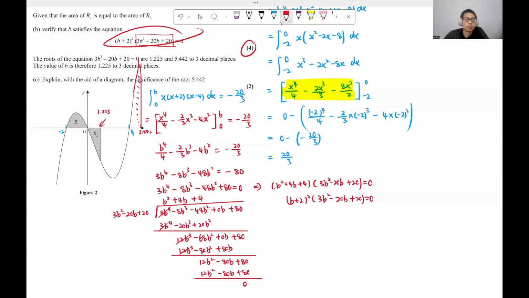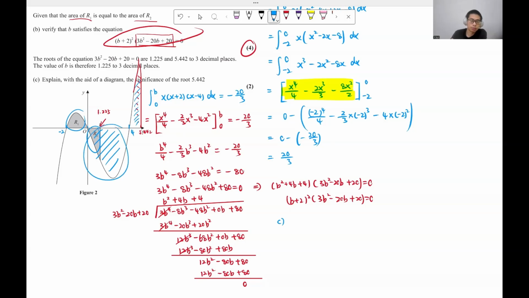So part C: explain with the aid of the diagram the significance of the root 5.442. So what are R1 and R2? The area of R1 is equal to the area of R2, with R1 above and R2 below. So let me write it down. 1.225 just means this area is equal to this area. And then for 5.442, R2 would be all of this.